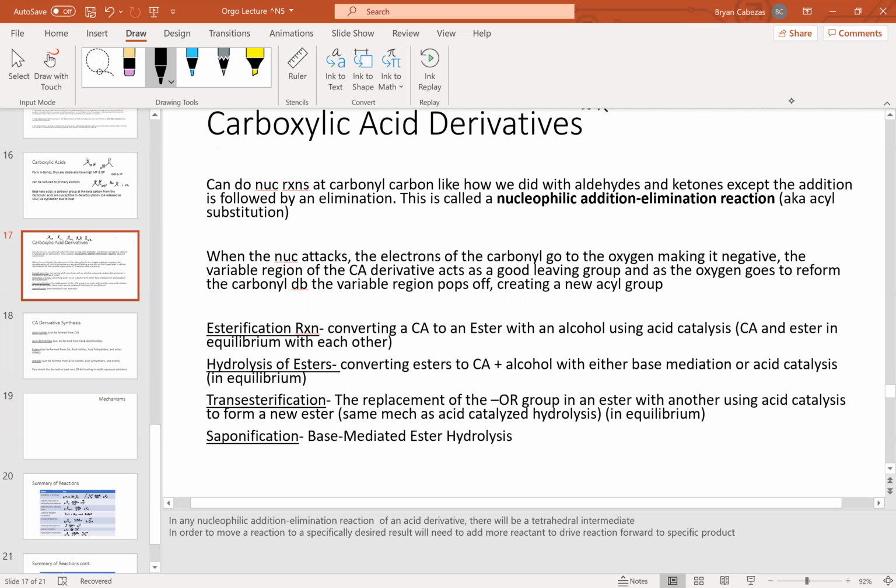With hydrolysis of esters, what we're going to have is the removal of the ester group from the carbonyl, and we're just going to have our carboxylic acid reform. Right? It's just going to come back.